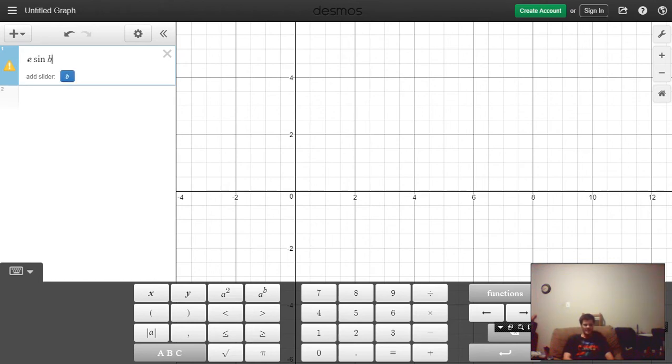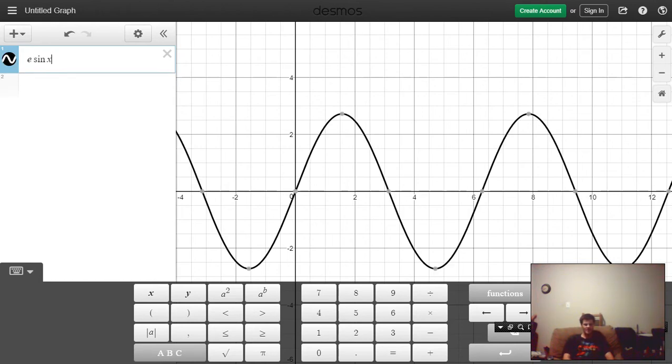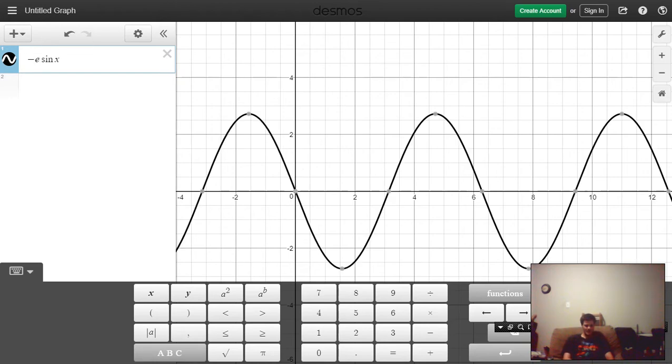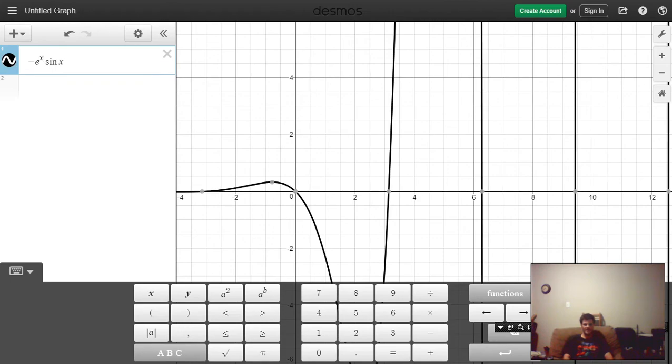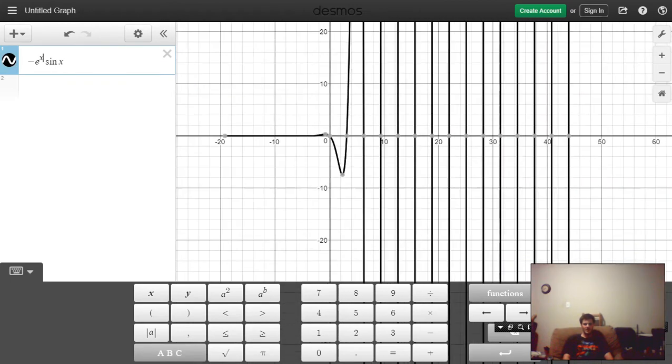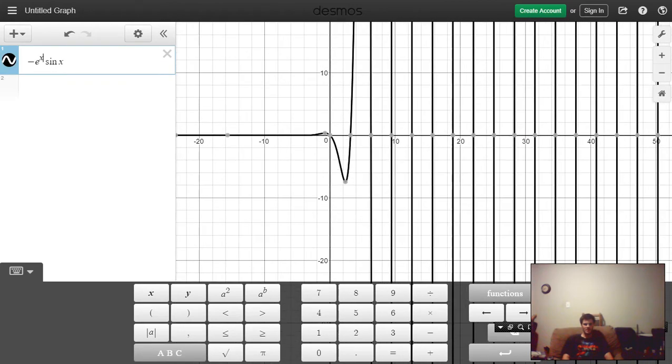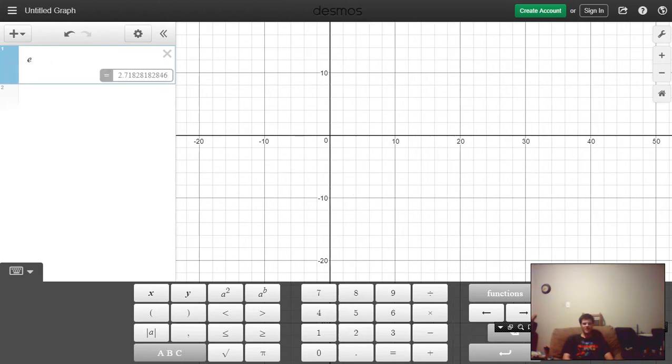So e to the power of x sine x, negative e to the power of x sine x. I think I just did the exact opposite thing I was wanting to do. See, this is what happens. You forget what you're trying to do. Negative e sine.